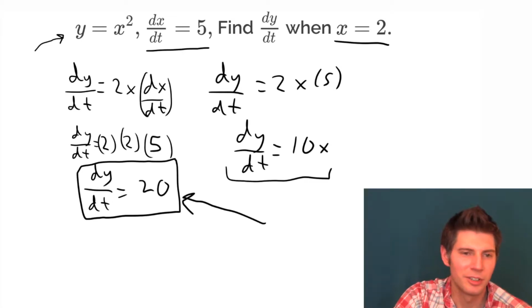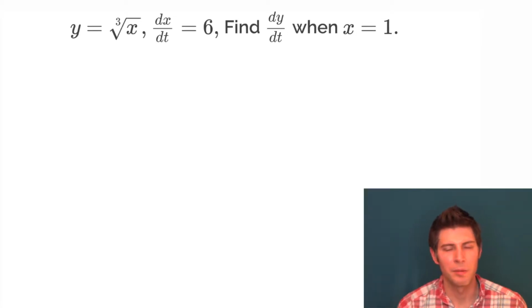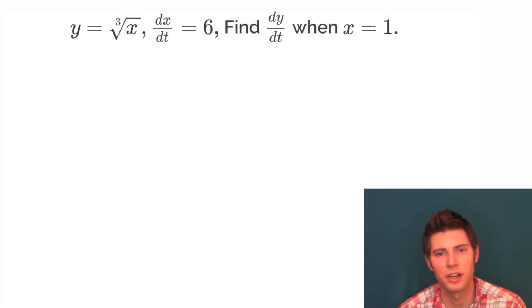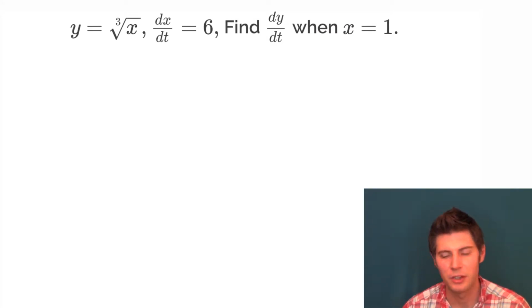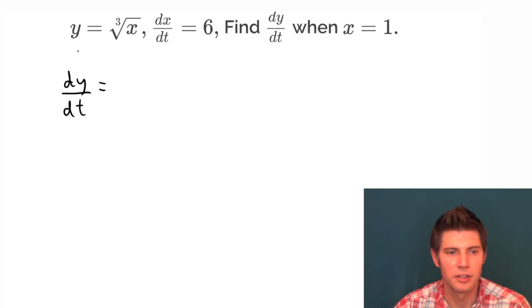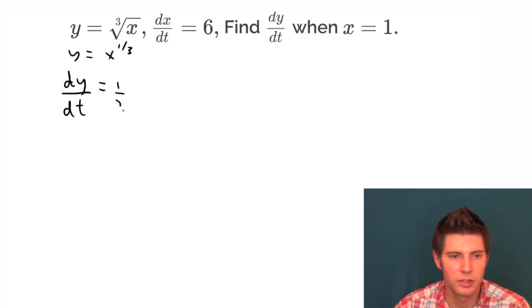Let's do number 2. Same idea, y equals the cube root of x. They give us dx dt and they want us to find dy dt when x equals something. Same steps. First, differentiate with respect to t. And then we'll rewrite this, x to the 1/3. So we're going to bring down the 1/3, subtract 1 from it to get negative 2/3. And then we still have a dx dt.